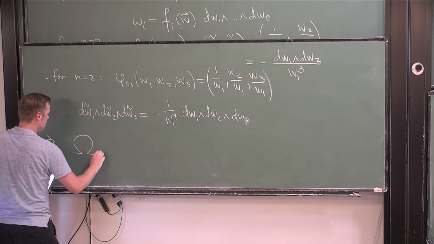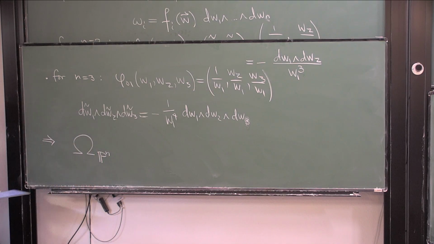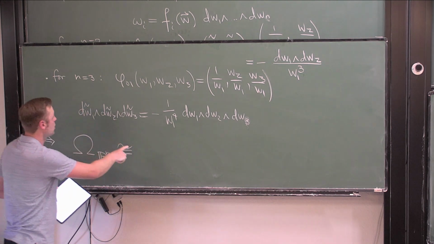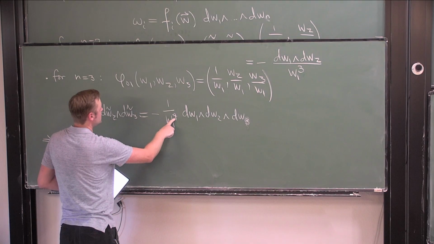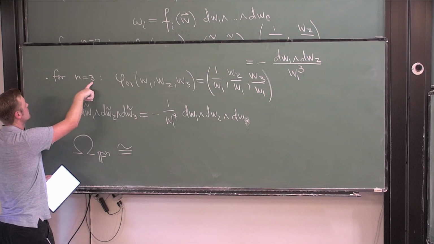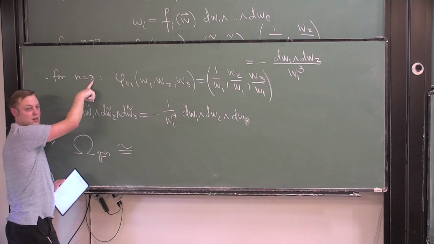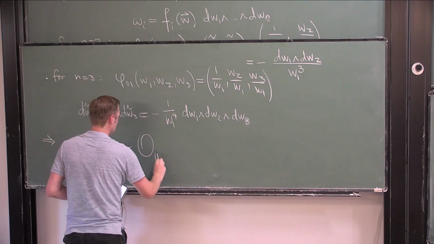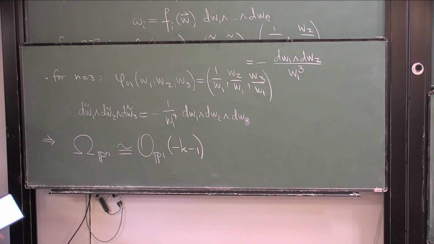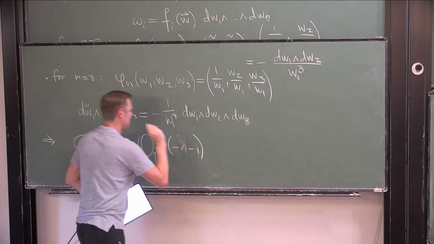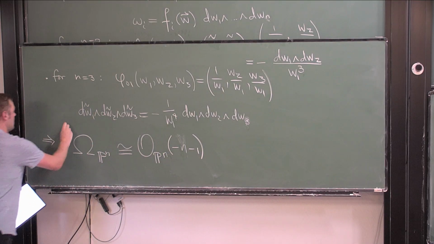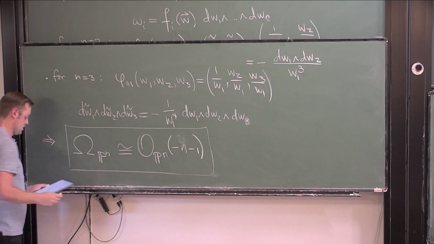that the canonical bundle of P to the n is isomorphic to one of these O(k) bundles, where k is, with a negative sign, 1 greater than n. So it's O_{P^n}(-k-1), minus n, minus 1. This is what we need.